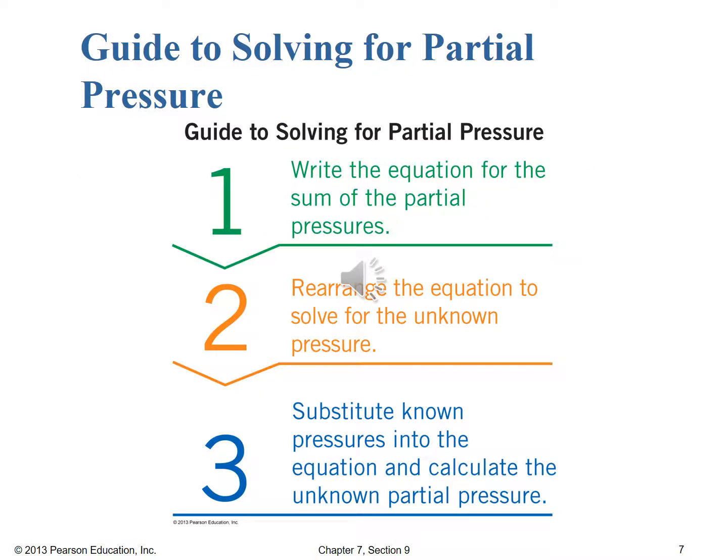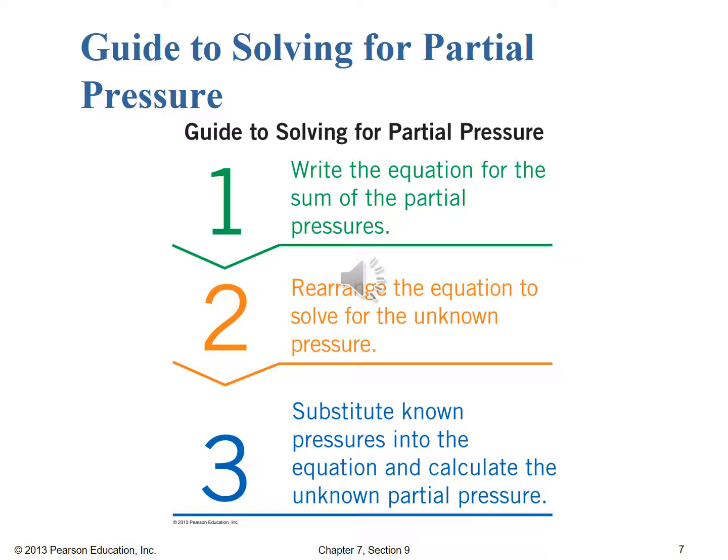And I'm sure you've all become accustomed to these guides for solving problems. If we're going to talk about a guide to solving for partial pressure, first we're going to do what we normally do, write the equation for the sum of the partial pressures in this particular example. Second, we'll rearrange our equation to solve for the unknown pressure. Sometimes it's the total pressure. That tends to be the easiest case.